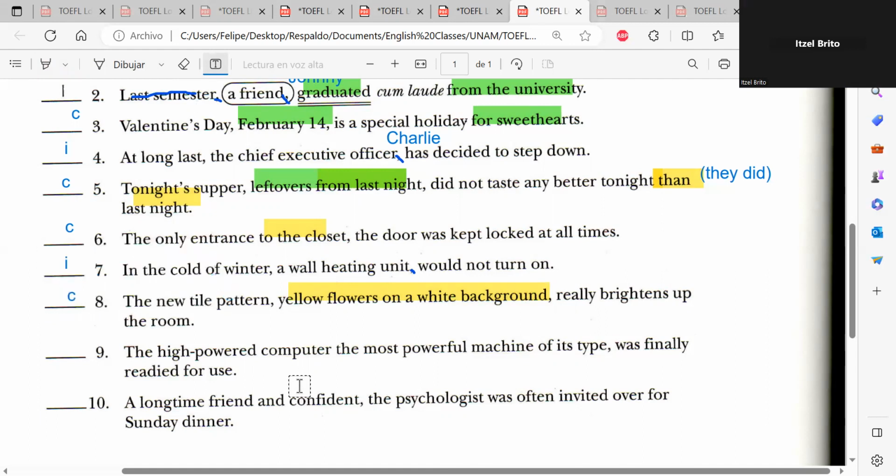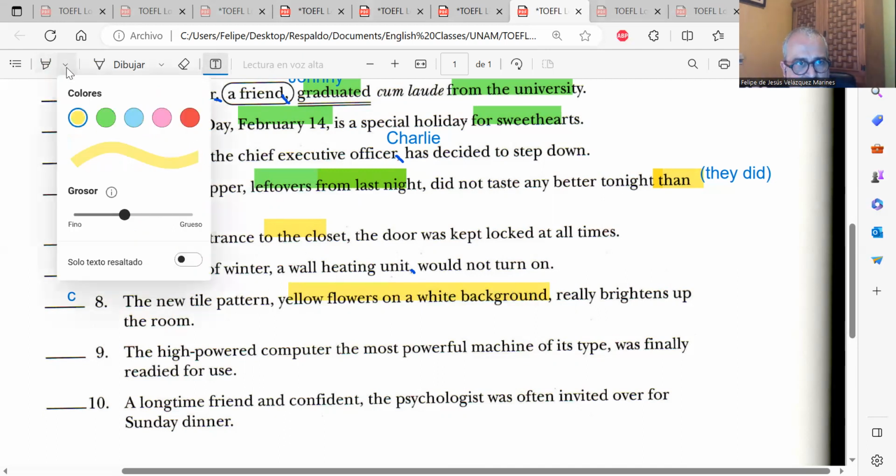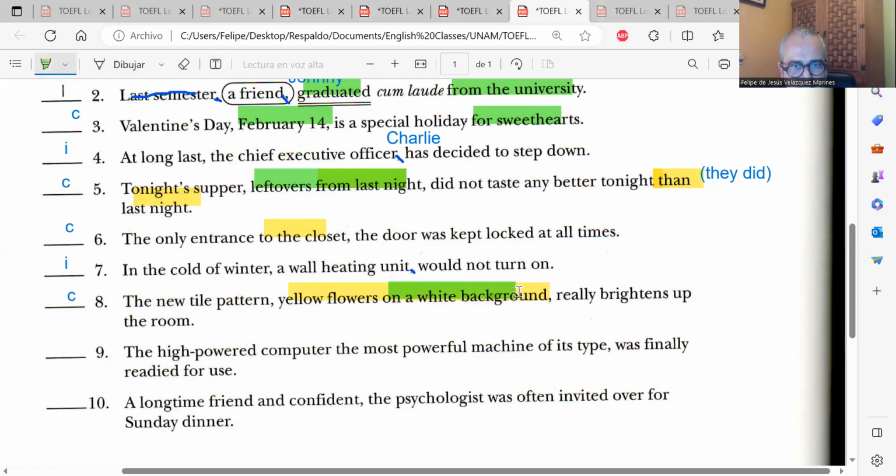The appositive is this one, right? Yellow flowers on a white background. Anything that is between commas is an appositive. Of course, this is an appositive that includes a noun phrase, yellow flowers, and a prepositional phrase. But the appositive is yellow flowers on a white background. And there you have the subject, verb, and complement, right?